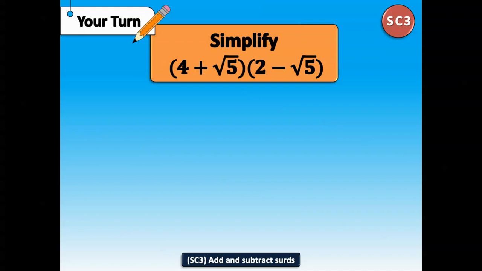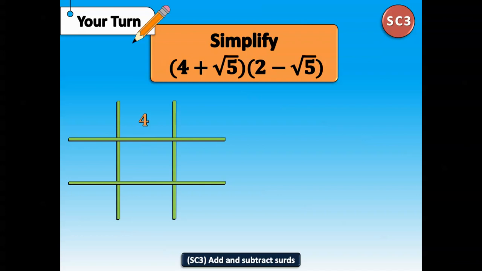So in this question, I want to multiply together 4 plus root 5 times 2 minus root 5. So I've got 4 plus root 5 and 2 take away root 5. And I'm timesing everything together. So 4 times 2 is 8. 2 times root 5 is 2 root 5. 4 times minus root 5 is minus 4 root 5. And root 5 times minus root 5 would be minus 5.